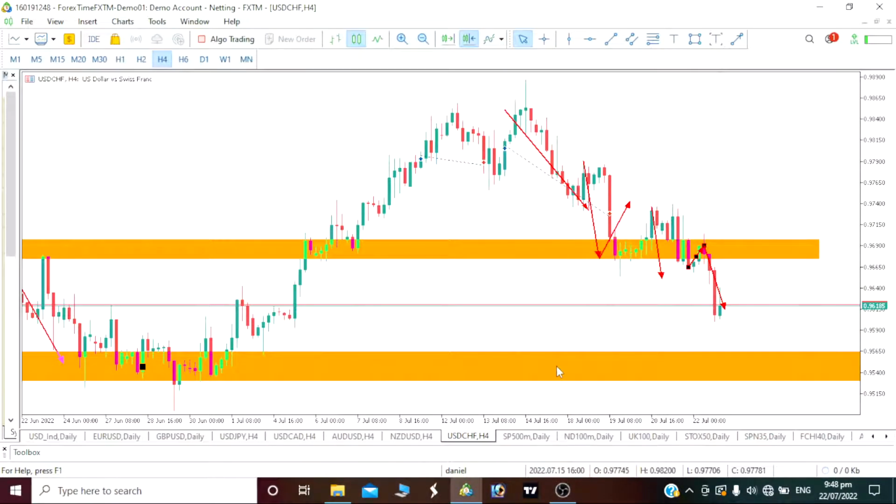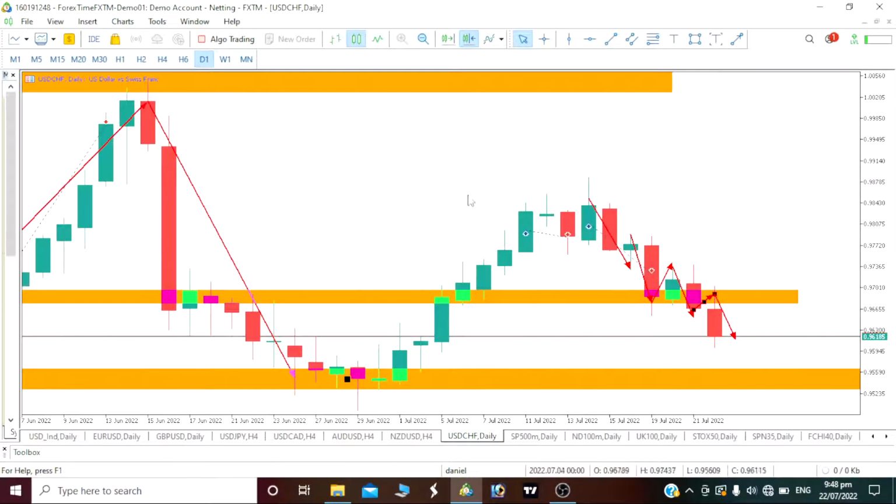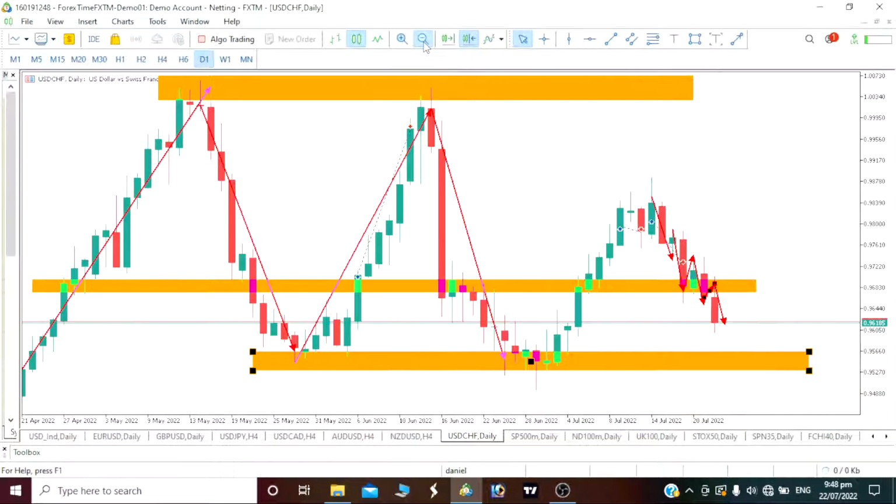Now on our USD Swiss franc, let's start with our daily time frame, by the way, so it will be easier. As we can see on our daily time frame, we are actually falling, which means we are on a bearish move on our USD Swiss franc, and we should aim to sell this position. At least, this is our low here.